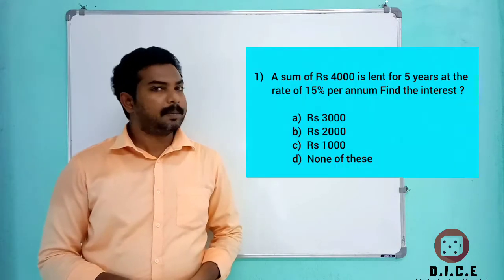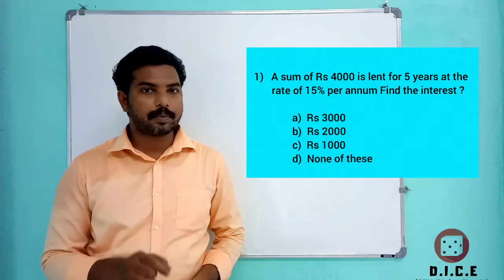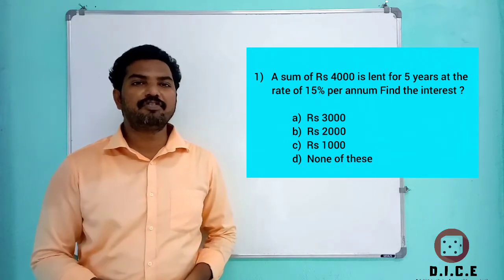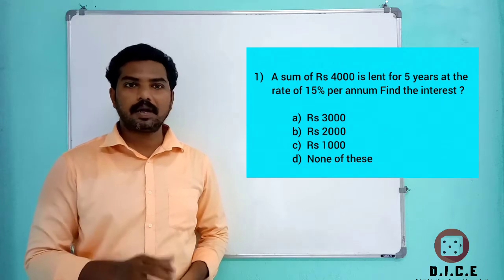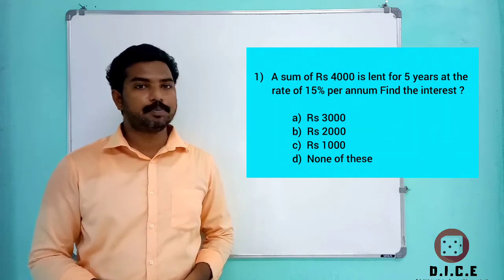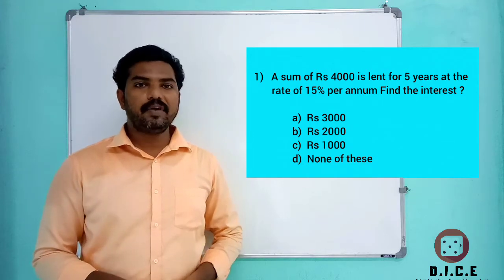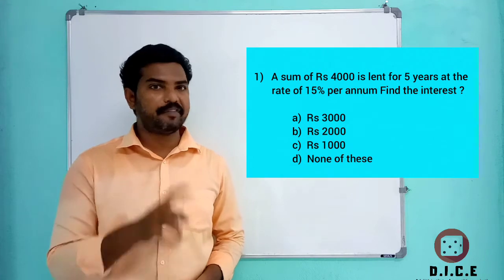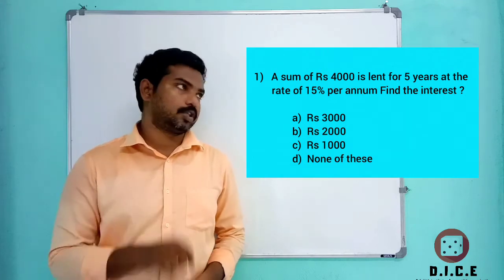So now let us see some of the questions from simple interest. That is part 1. Part 1, first question. A sum of rupees 4,000 is lent for 5 years at the rate of 15% per annum. Now find the simple interest. You have to remember a pointer: 15% per annum, PCPA. So simple interest is always calculated annually, percentage per annum. That is a very important point in this question.